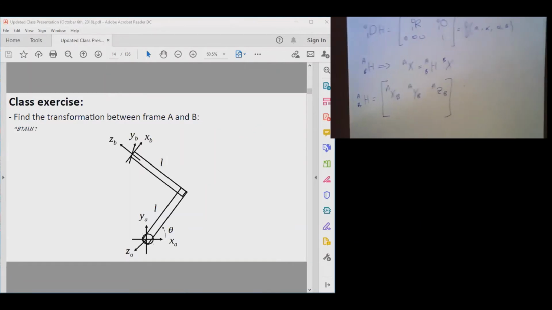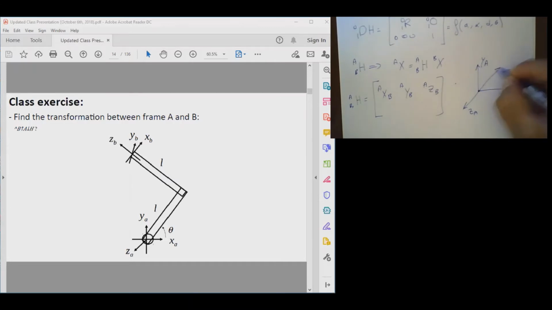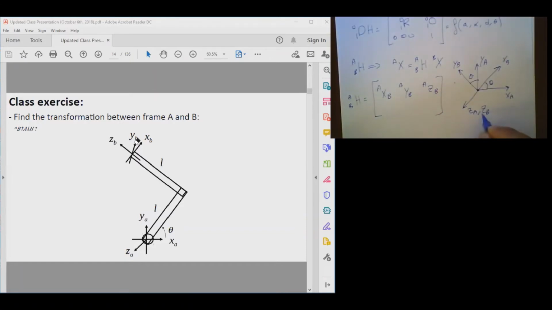If I look at that figure, you will see that you have XA like that, you have YA, and then you have ZA. XB is perpendicular to that link. It makes an angle theta, so this is your XB making an angle theta with XA. This is perpendicular, so this guy has to be theta, and then this is your YB. And then ZB is in the same direction.